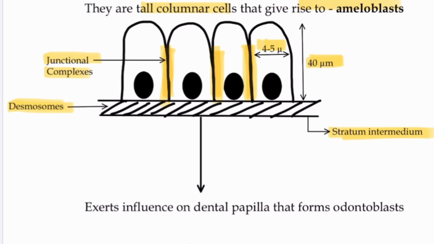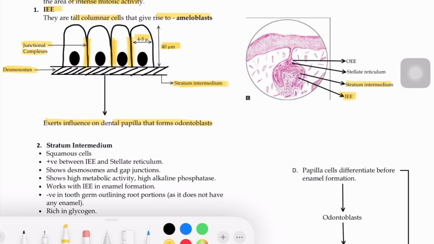Alright, so two layers we've talked about. First is inner enamel epithelium. They are connected to stratum intermedium, a new layer that has come up only in the bell stage. Until now we had only three: inner, outer and stellate reticulum. Now one more, stratum intermedium, in between has come up. This exerts influence on dental papilla that forms odontoblasts. So first what has happened, the ITC tall columnar cells have given rise to ameloblasts, which look like this, and they exert influence on the dental papilla cells that form the odontoblasts. So odontoblasts are coming from the connective tissue cells, the dental papilla cells, and odontoblasts give rise to dentine. These give enamel. And dentine is formed before enamel, which we will talk about later on.